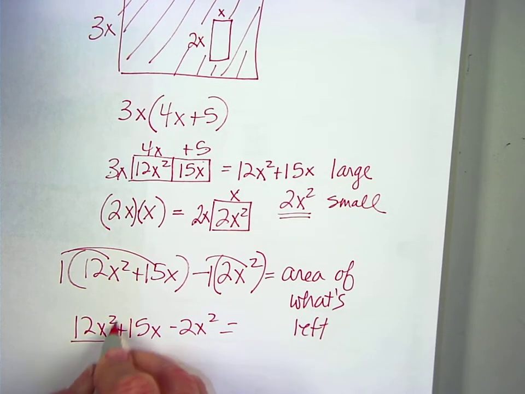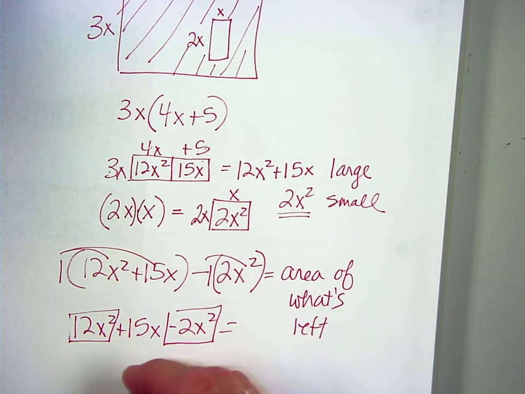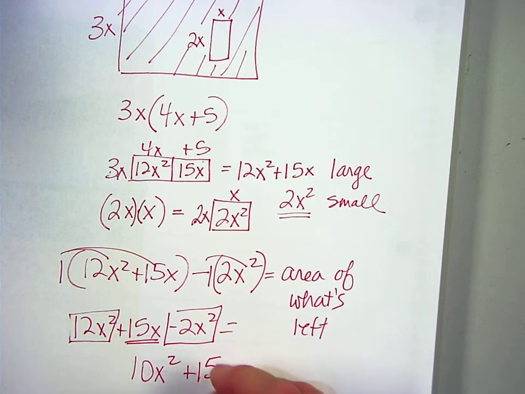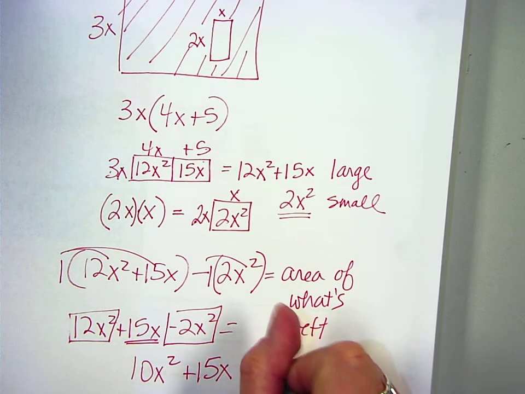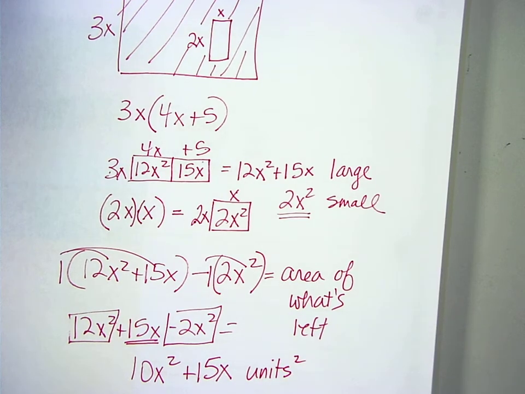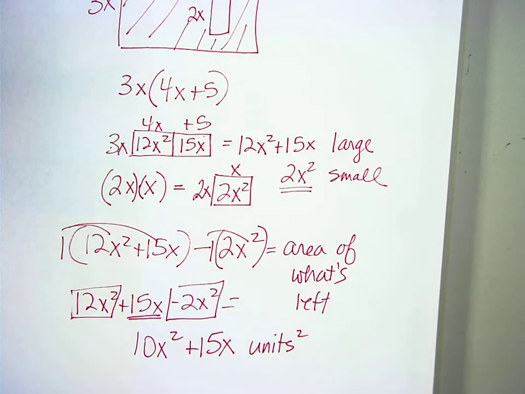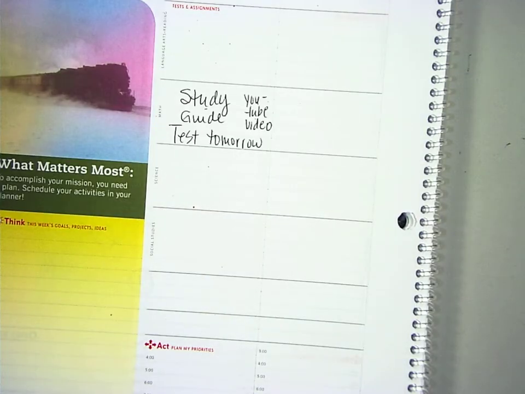Combine like terms. This combined with this would be 10x squared, and this guy doesn't have a partner. And they didn't tell us what the units were, so we'll just call it units squared since it's area. That would be the area of the remaining shaded part. Now I added a couple more problems on there. I'm going to do these real quick.